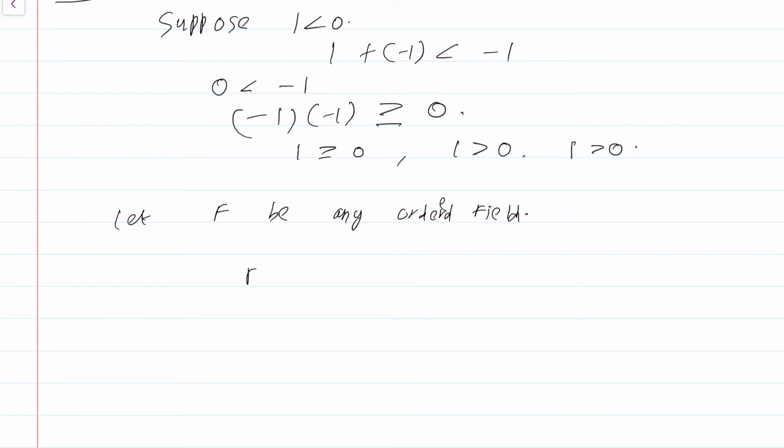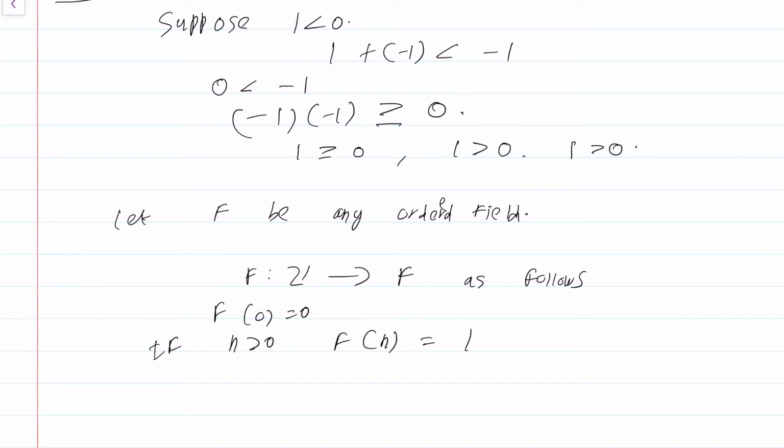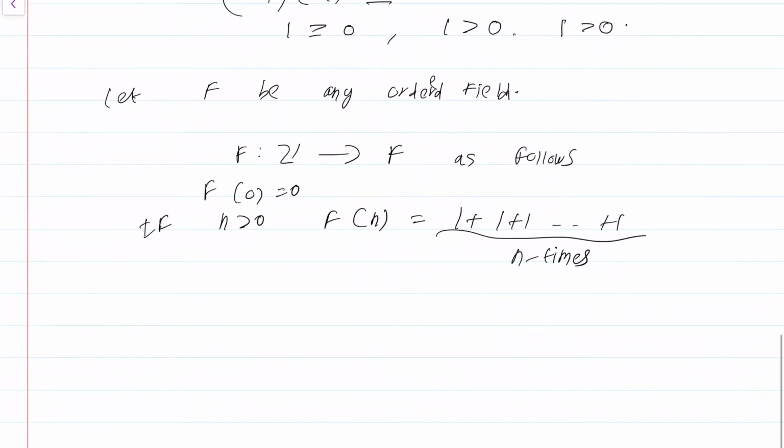Let F be any ordered field. We can define a map from the integers to F as follows. We just set f of 0 to be 0, and if n is greater than 0, then we set f of n to be 1 plus 1 plus 1 plus 1, n times. Note that the 1 on the right is the multiplicative identity of the field F and has nothing to do with the 1 in the integers.